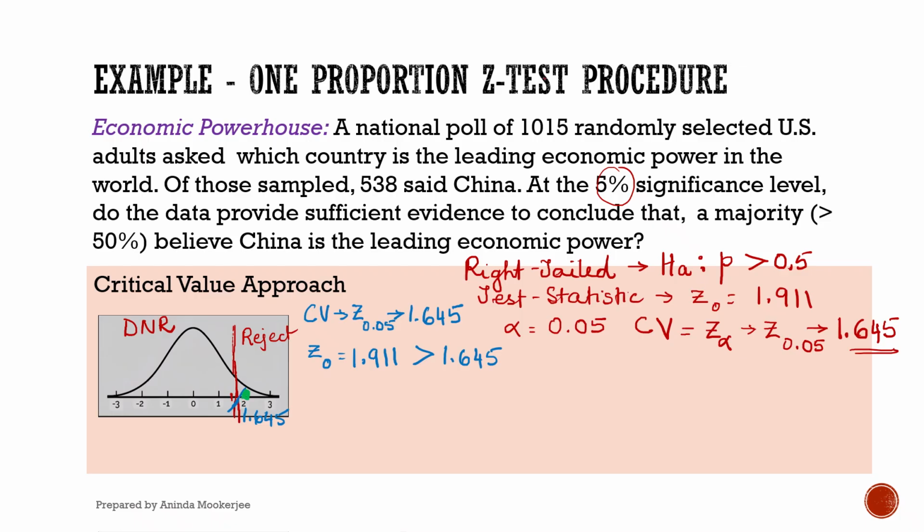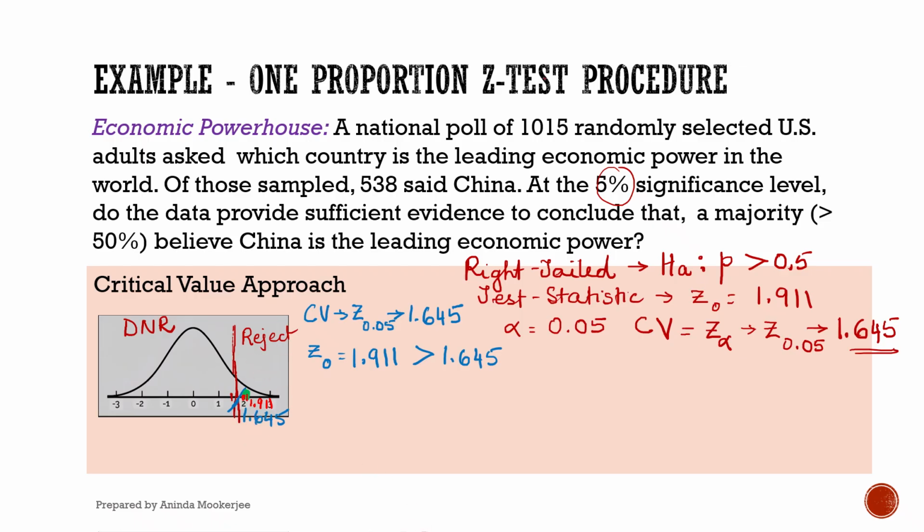So let's write that down. It's going to be 1.911. It'll be a little bit to the right, maybe here. If this is 2, then over here. Anyway, it does fall in the reject region, correct? 1.911, the test statistic value, based on the cutoff of 1.645, falls in the reject region.